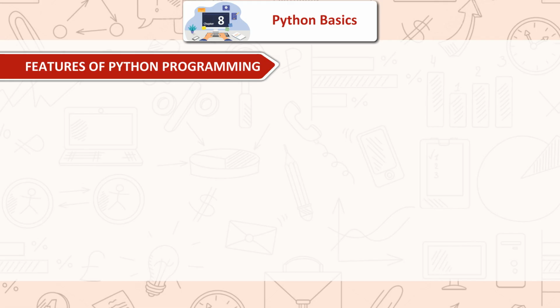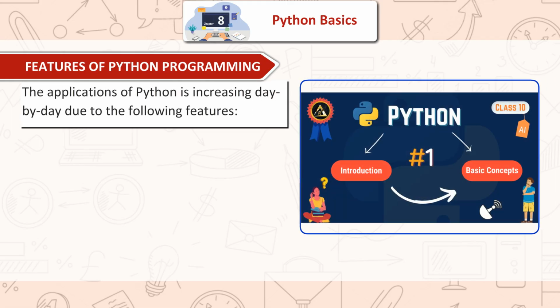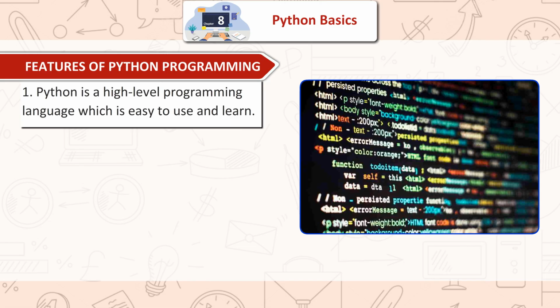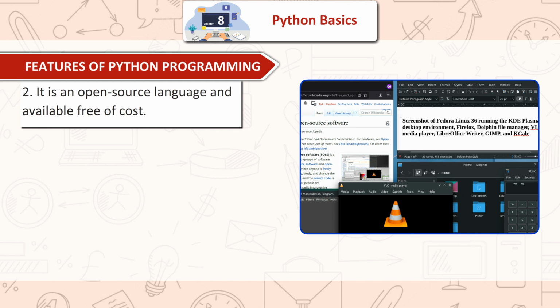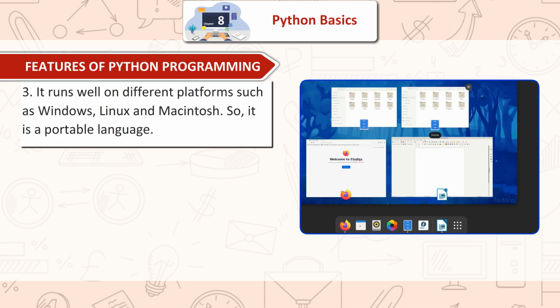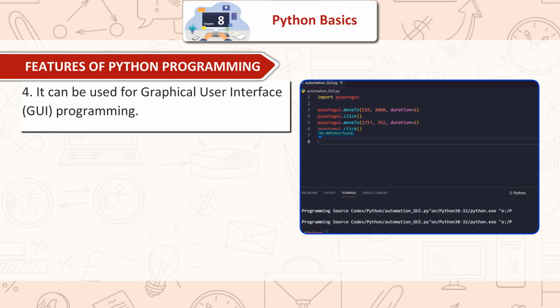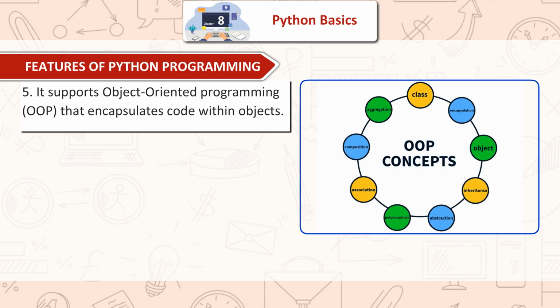Features of Python programming. The applications of Python are increasing day by day due to the following features. Python is a high-level programming language which is easy to use and learn. It is an open-source language and available free of cost. It runs well on different platforms such as Windows, Linux, and Macintosh, so it is a portable language. It can be used for graphical user interface (GUI) programming. It supports object-oriented programming (OOP) that encapsulates code within objects.